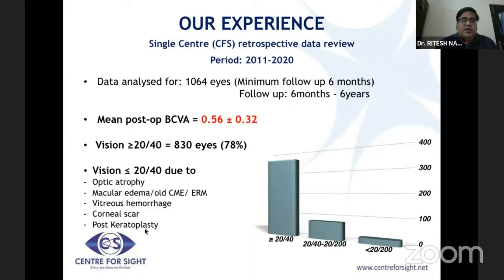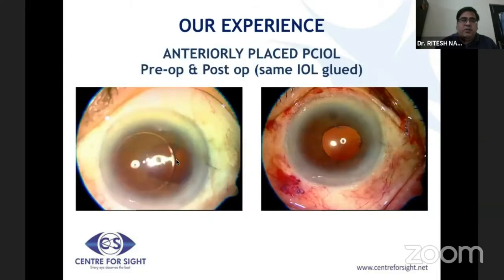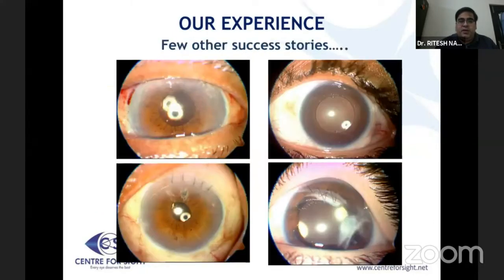These are the causes in patients in which there were other causes which eventually led to a poorer vision, such as hemorrhage or a corneal scar, or patients who were post-keratoplasty. Obviously, the results were not as gratifying in terms of visual acuity, though IOL centrations were good. So just to share a few of our cases, this is a Marfan's patient who underwent glued IOL, both the eyes. This is an anteriorly displaced PC IOL, and this is the same patient post-surgery. Another patient, so just showing a few of our stories wherein a post-trauma case wherein an esophageal was done.